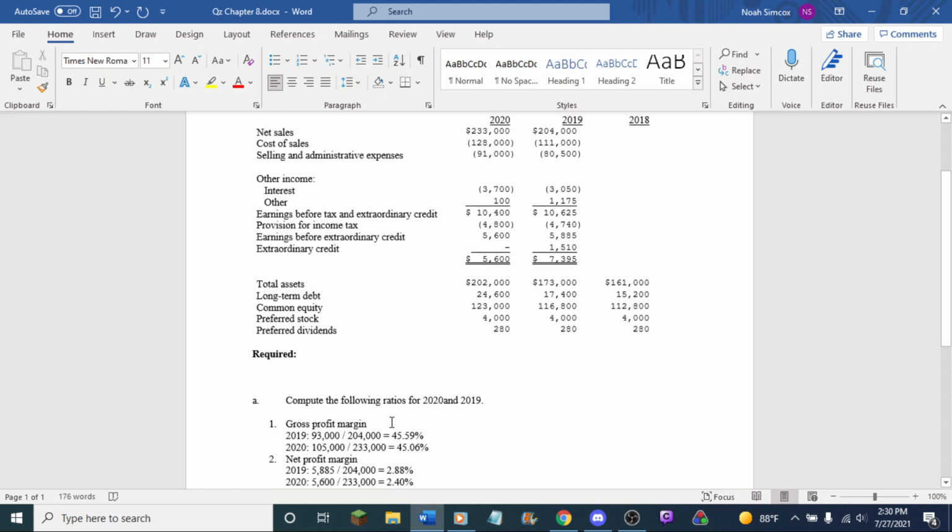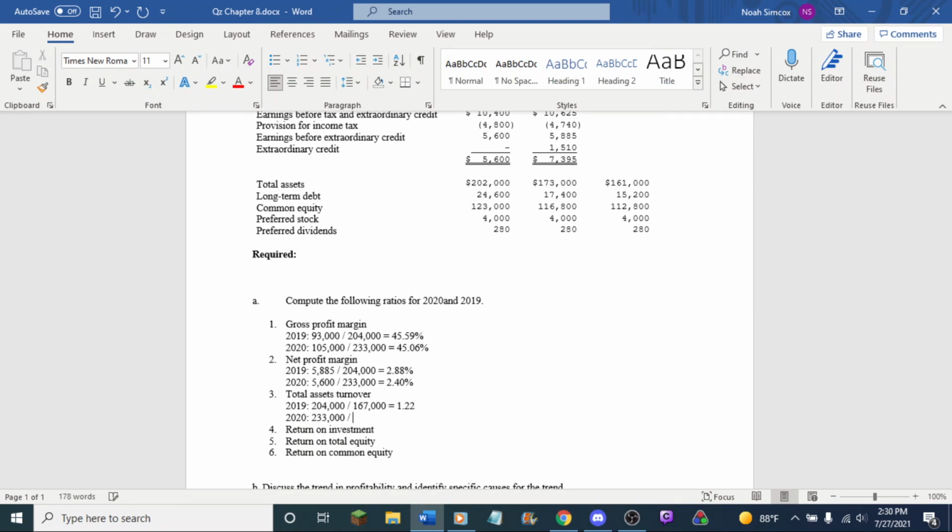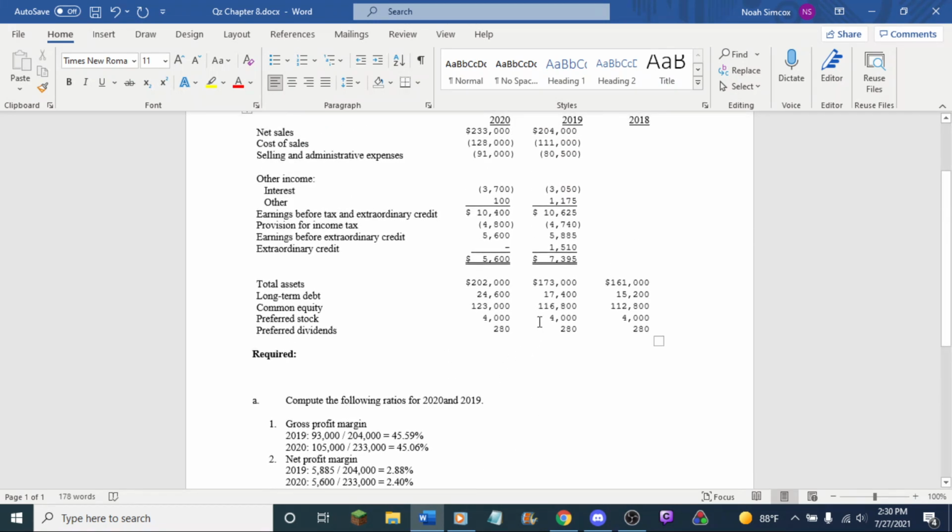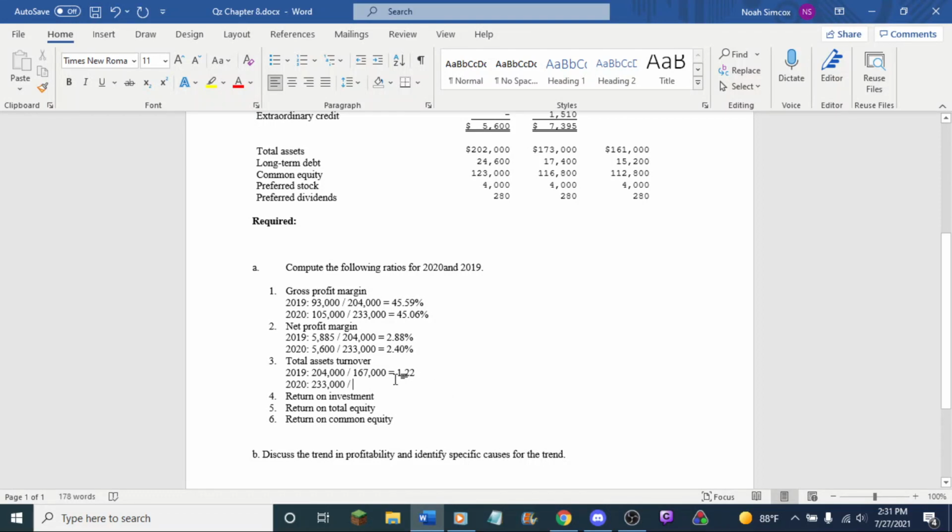So now we have net sales for 2020, 233,000. And then we have the average assets. So we have this one and this one, average: 173,000 plus 202,000 divided by 2, and you get 187,500, and you get 1.24.